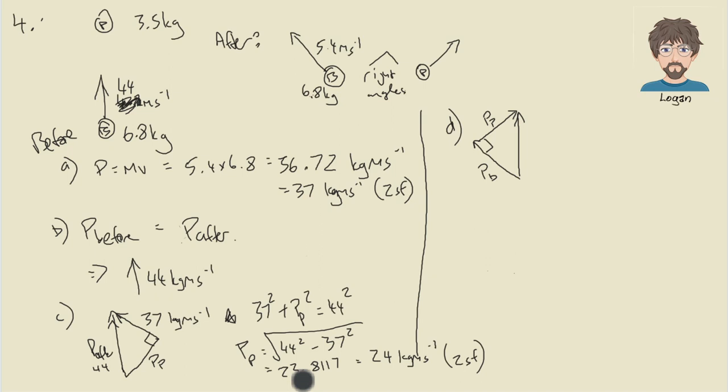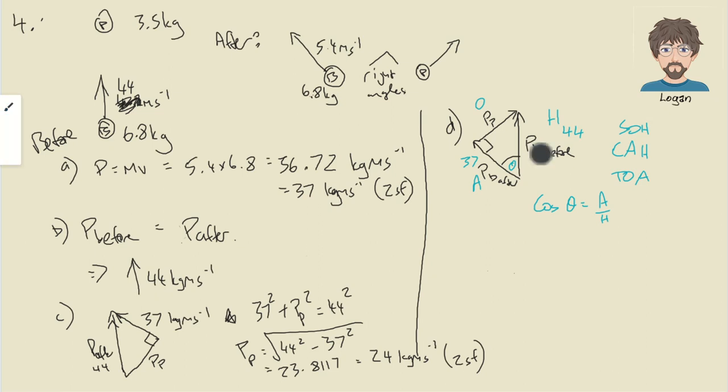So what we need is this is the angle of deviation, because this was P ball before, and this is P ball after. So this here is the angle of deviation, theta, and the momentum of the ball before was 44. The momentum of the ball after was 37. And we've got this angle theta. We know that this is the hypotenuse, it's the long one. This is the adjacent, and that is the opposite. So SOH CAH TOA, and we've got the angle, the hypotenuse and the adjacent. So cosine of the angle equals the adjacent over the hypotenuse. Cosine of theta equals A over H.